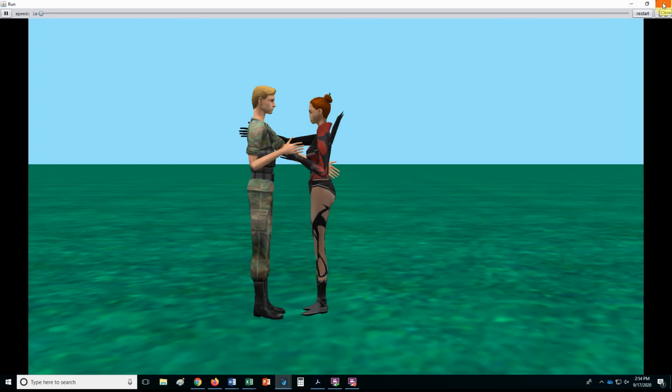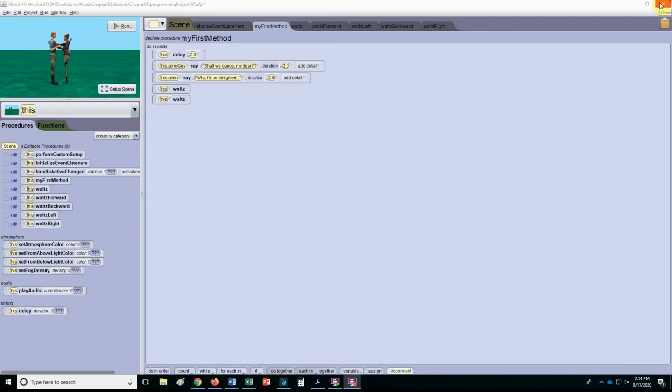So let's look at the code. Because it's a mirror image, you do not have to put your method under person. You can just keep it all at the same level. These are all in the scene area. So here's the initial program, and I only delayed it so that I'd have time to pause it before they got started. So you don't need the delay statement. Here's the conversation part. And then they do the routine called the waltz twice.